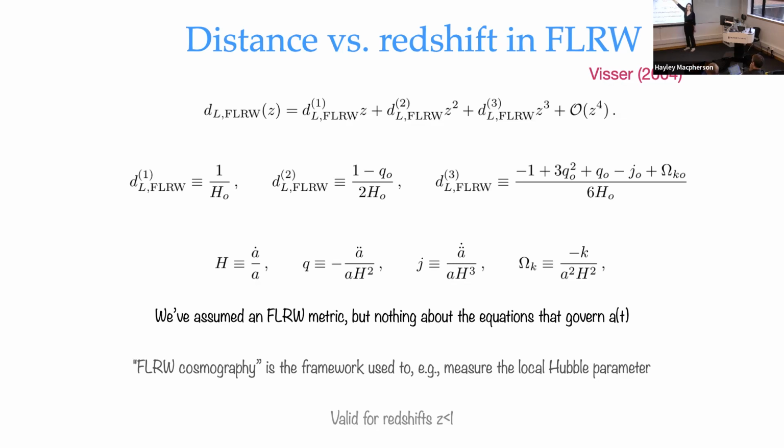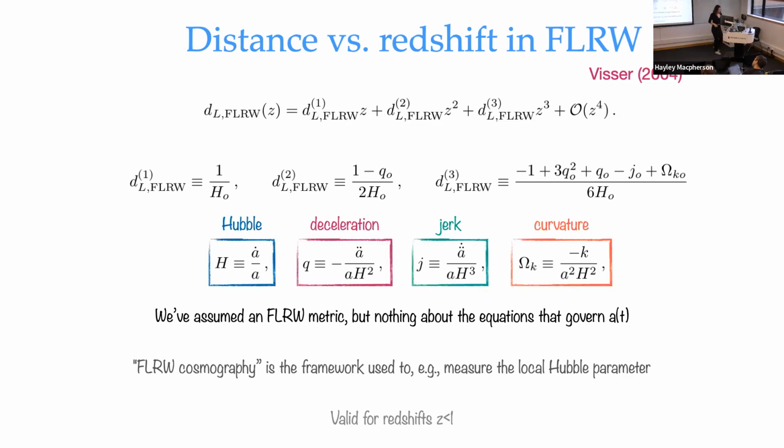Then using the FLRW metric, we can derive each of these coefficients in first, second, and third order, which then look like this. These coefficients are written in terms of the familiar cosmological parameters: the Hubble, deceleration, jerk, and curvature. The Hubble parameter is what I was talking about, this tension between our measurements. They're all related to different derivatives of the scale factor, which, as I said before, describes the scales of the universe. The Hubble parameter is just the first time derivative, so that's telling us how space is expanding, or how our scales are changing over time.